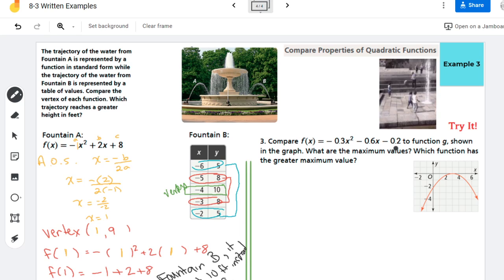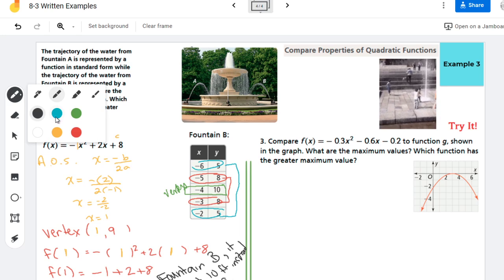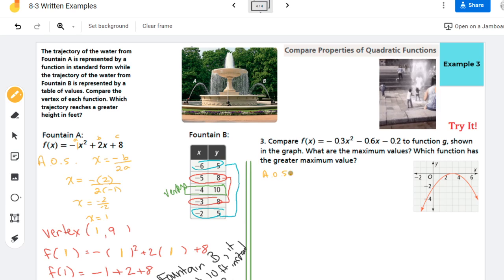Alright, so we're going to do that same process for the next problem. I'm going to find the axis of symmetry and vertex of f of x, and then I'm going to compare it to the graph of g of x. So first I need to find my axis of symmetry. So I'm identifying my a, b, and c values.